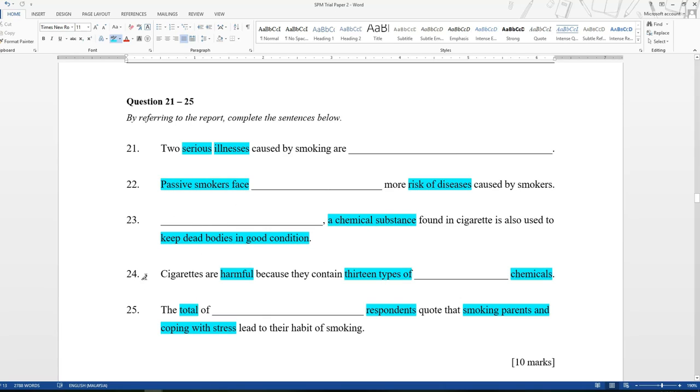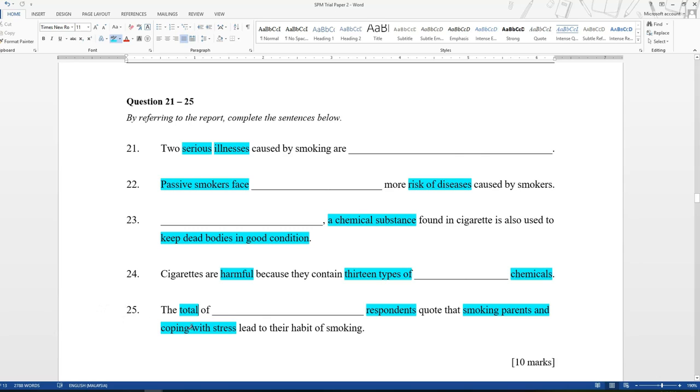Alright, next one, question 24. Cigarettes are harmful because they contain 13 types of chemicals. So there is something here that you need to fill in. The keyword in this question is harmful. Harmful meaning it's not good for your body. It will cause a negative effect to you. So there's something here that you need to fill in, and there are 13 types of it. There are 13 types of chemicals.